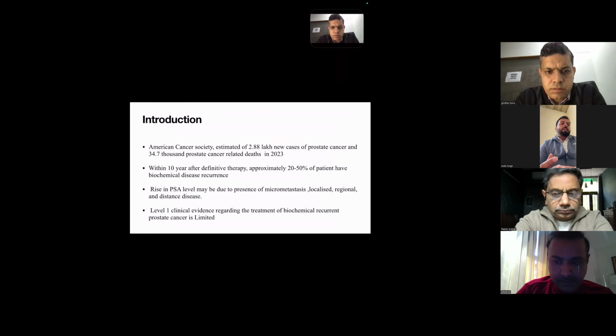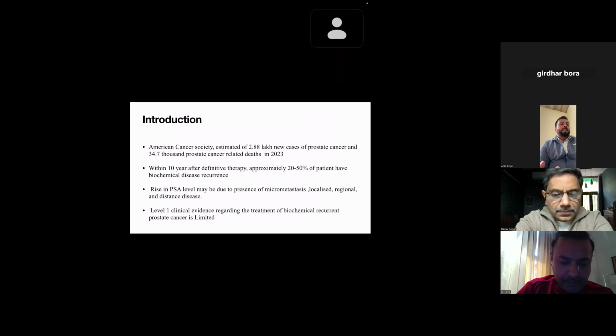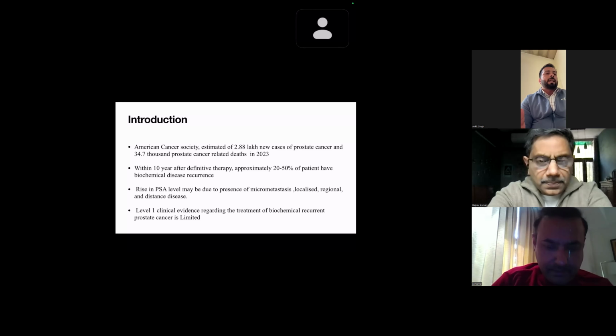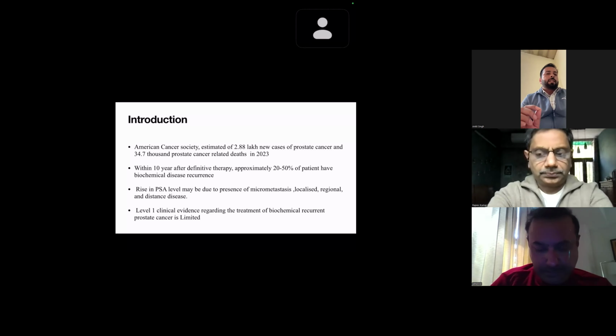Regarding the introduction and background of the study, before the publication of this article, the American Cancer Society already estimated 2.8 lakh new cases of prostate cancer and 34.7 thousand prostate cancer related deaths in 2023. Within 10 years after definitive therapy, approximately 20 to 50% of patients will have biochemical disease recurrence.